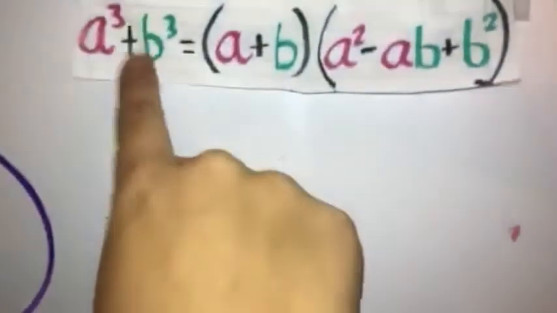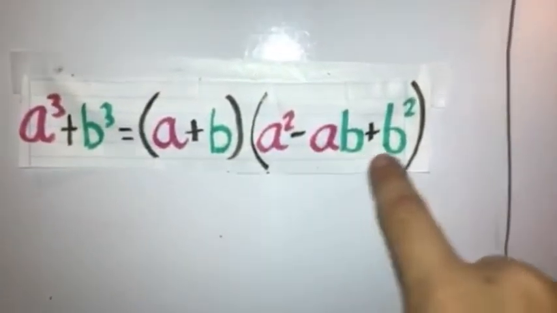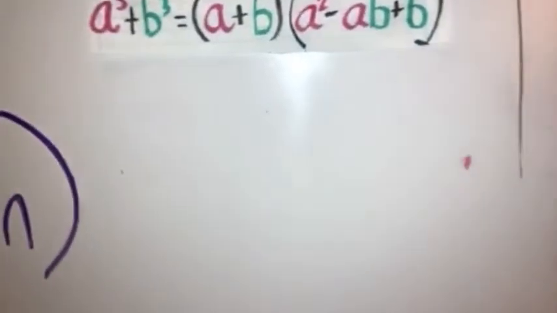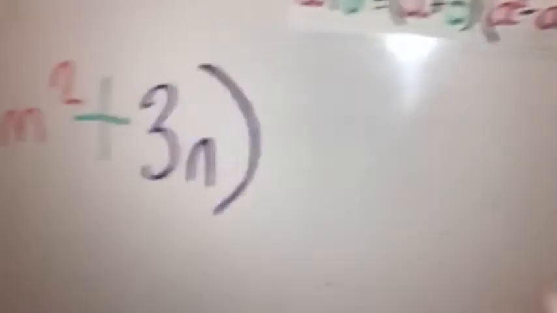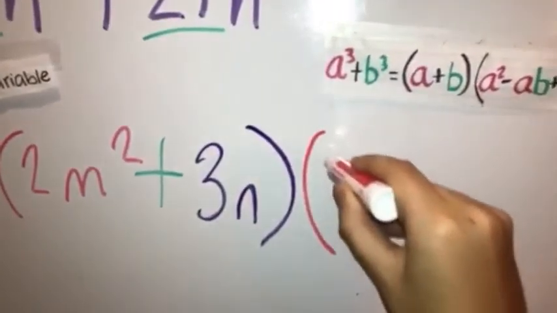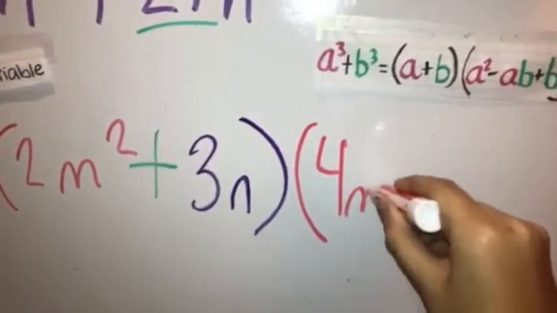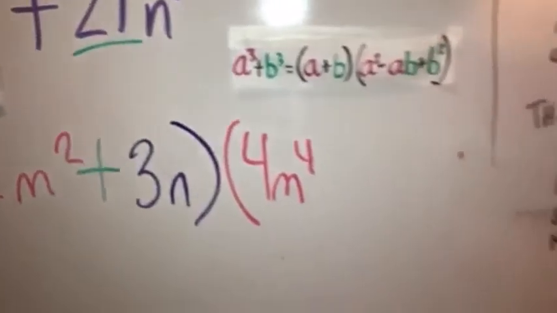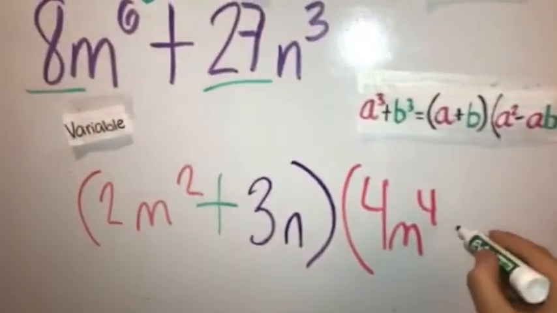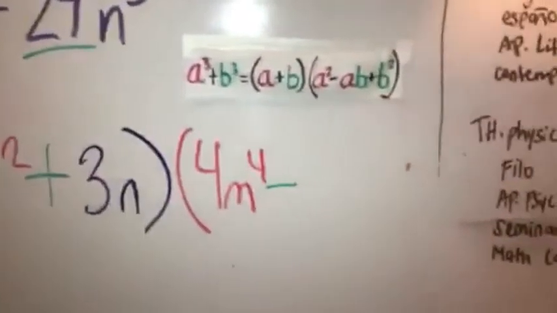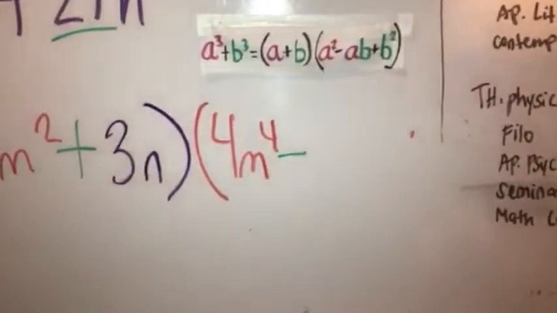For the second parenthesis, our procedure will be: first, you need to square the term of a. Second, multiply a times b. And third, square the term of b.